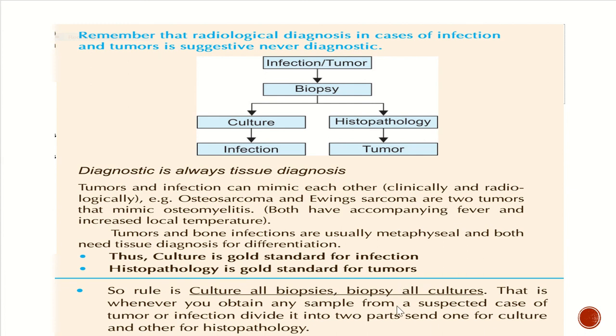Whenever you obtain a sample from a suspected case of tumor or infection, divide it into two parts and send one for culture and the other for histopathology. Culture identifies infection and histopathology identifies tumor. Both have to be done, because many tumors mimic infection, like osteosarcoma and Ewing sarcoma, which are tumors but mimic osteomyelitis, an infection. So the rule is culture or biopsy, and biopsy or culture.